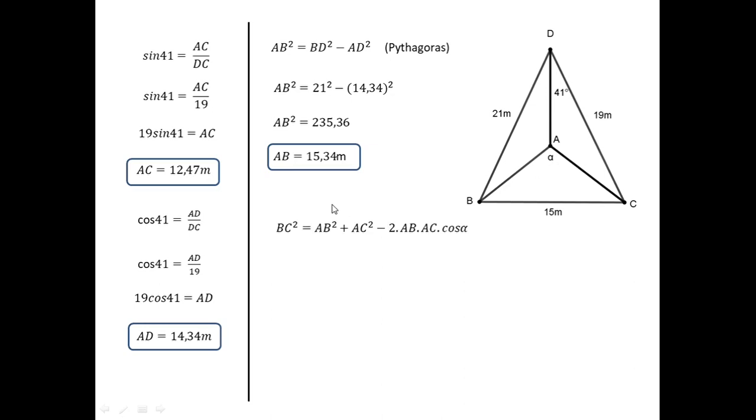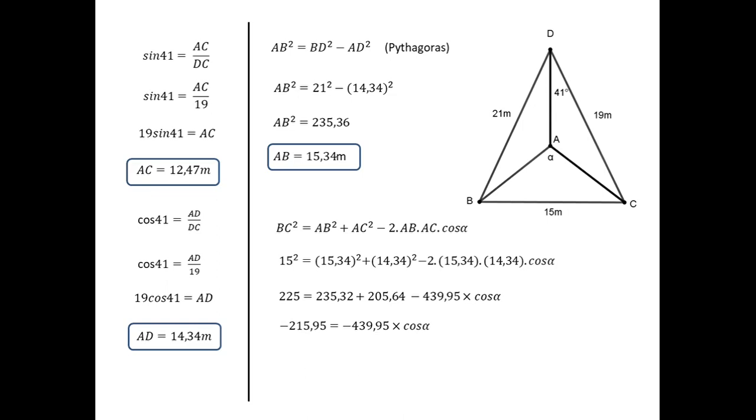There's the cosine rule. Fill in all of our values. Do some equationizing, some more equationizing. What I've done there is I added these two together, then took the sum of those two to that side and subtracted, and ended up with negative 215.95. Then I divide both sides by negative 439.95, and I get this. Then I go second function cos of 0.49, and voila, alpha turns out to be 60.60 degrees.